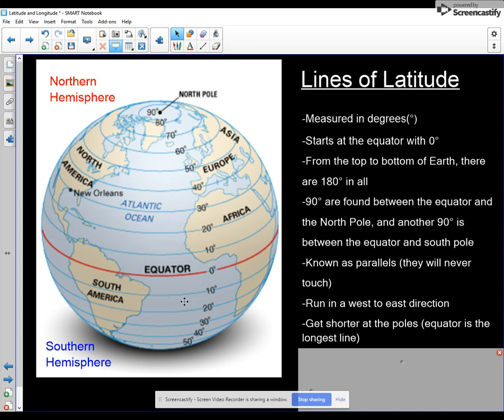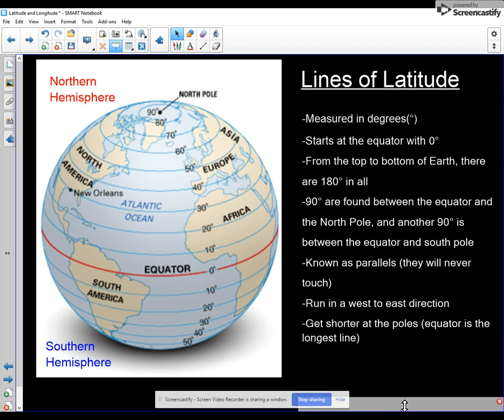The longest line of latitude is going to be the equator because that's at the fattest part of the earth. And as you go up, up, up, all the way to the north, or as you go down all the way to the south, they're going to get smaller and smaller. And that is it. So pause, take a second. If you didn't get everything, get it down now.